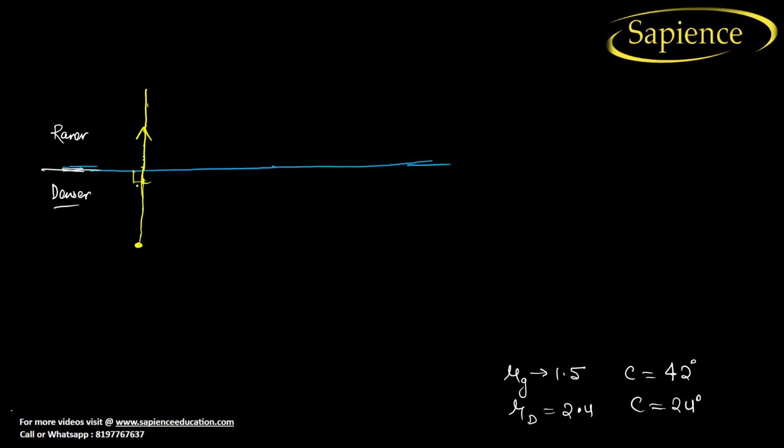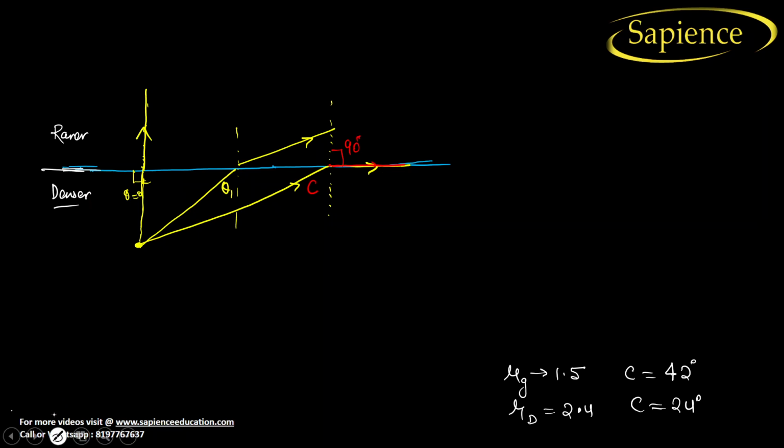Now let us consider if we change the angle of incidence. Here the angle of incidence was 0 degrees. When you increase the angle from 0 to some angle, what do you observe? Let us consider this is the normal and this is the angle theta 1. Light will bend away from the normal. Now as you increase the angle more, at this incidence point it will bend in this direction. Let us consider this angle as angle C, and this angle as 90 degrees. So the angle C is known as the critical angle.